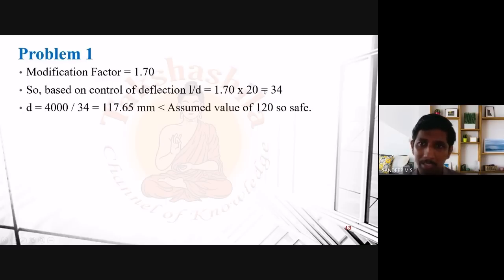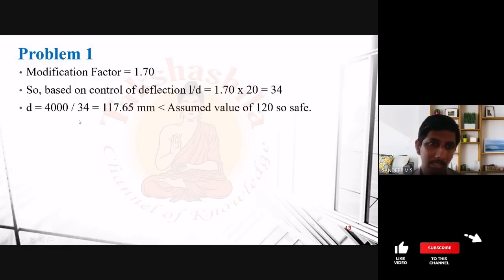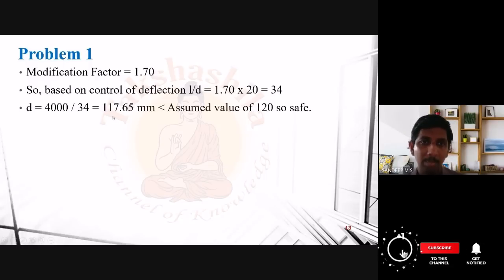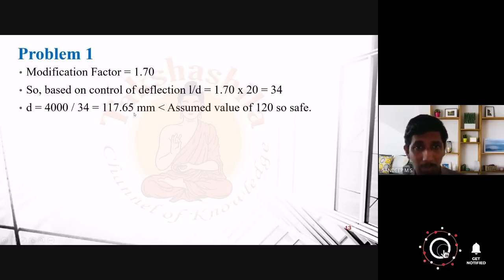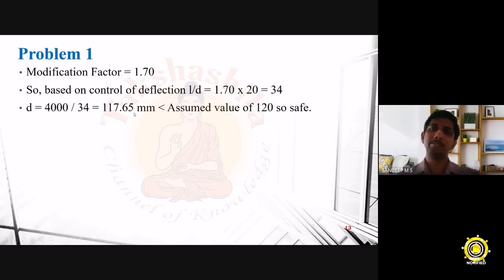Now from this, based on this modified L by D ratio, I will again be calculating the effective depth. So effective depth is equal to span by this value. Okay, so 34, which will give me 117.65. So this is the required depth, but we have already provided it as 120 millimeters. So basically we are safe. So this is how you prove that even though I have taken a smaller value, even though I was getting a span to depth ratio of around 20, my assumption was safe.